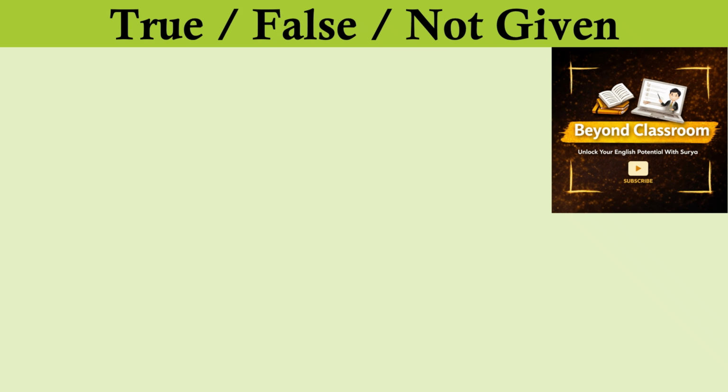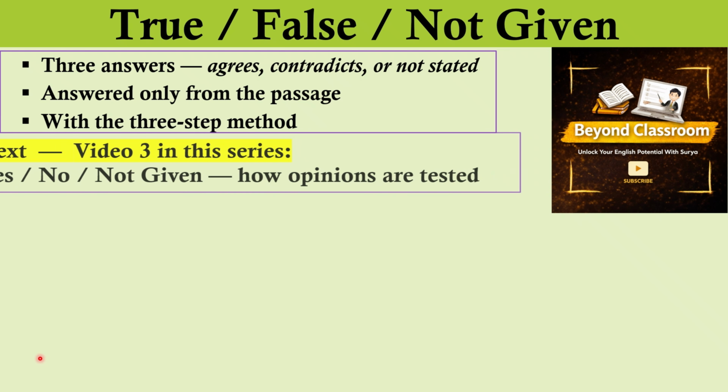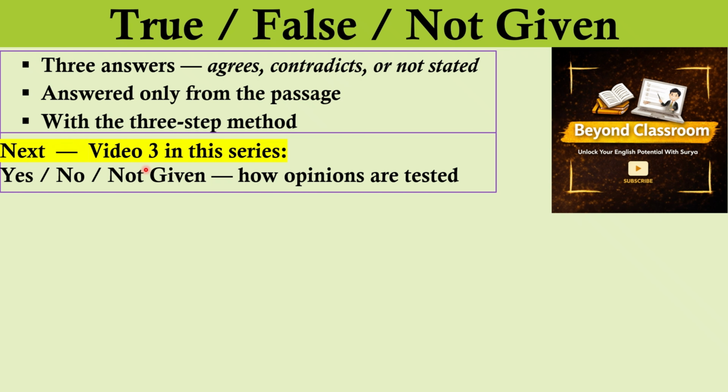So, that's true, false, not given. Three possible answers: agree, contradict, or not stated, all based on the information in the passage and the 3-step method we have discussed. In the next video, we'll move from facts to opinions and explore yes, no, not given, including how it differs from true, false, not given, and the common traps to watch out for.